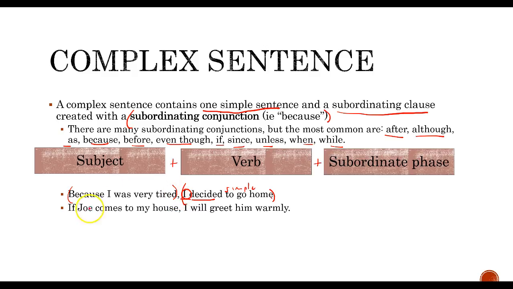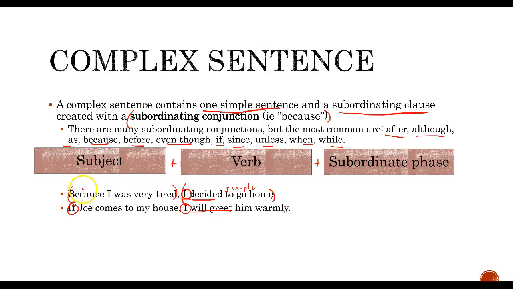Here's another one. If Joe comes to my house, I will greet him warmly. Same thing. Subject right here is I, and then will greet is the verb. So here's your complete simple sentence, and here's a subordinating one that uses the subordinating word if. If Joe comes to my house. So whenever you start a phrase with if or because or any of these words, before or since or unless, you're in the complex sentence structure. So you want to make sure you finish the idea.